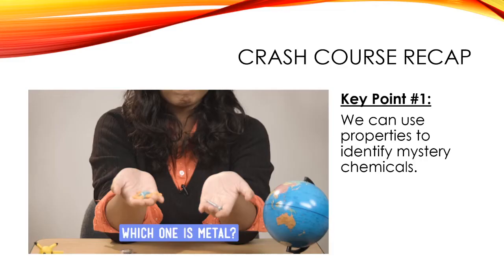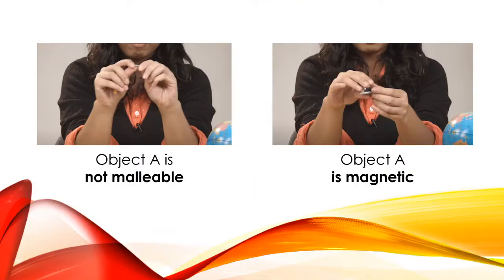Who knows? All right. So to recap what you went over in that video, because a lot of it was familiar, but some of it was also new. The main key point that she was trying to make was simply that we can use properties to identify mystery chemicals. Now, in this case, her objects were a nail and a gummy frog, but you could say that this nail is made of the substance or the chemical, probably iron or steel, whereas the gummy frog is made of some kind of gummy and sugar chemical, right? And we've seen that before, that we can use properties to identify mystery chemicals.